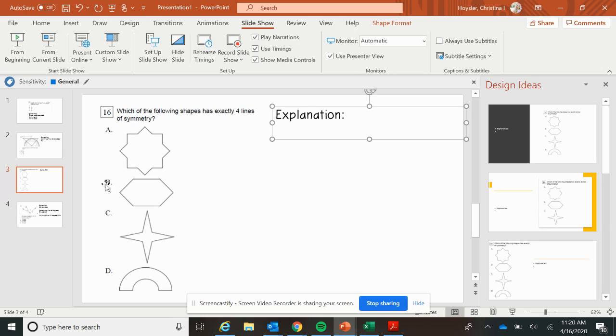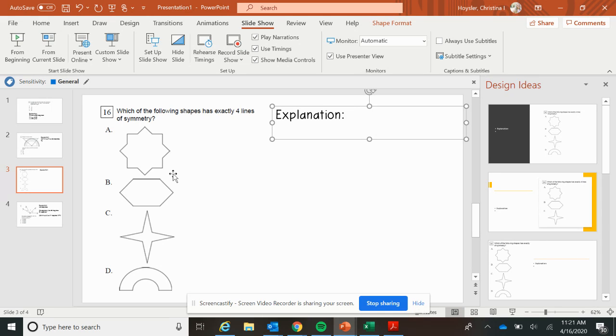A definitely has 4 lines, but you can see that it's going to have more than 4. B does not quite have that many. C has how many? Exactly 4. And then D does not have 4. So the correct answer would have been C.